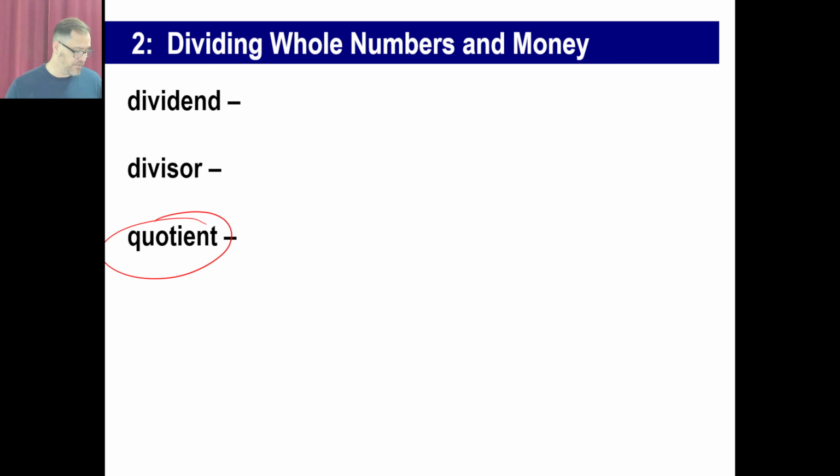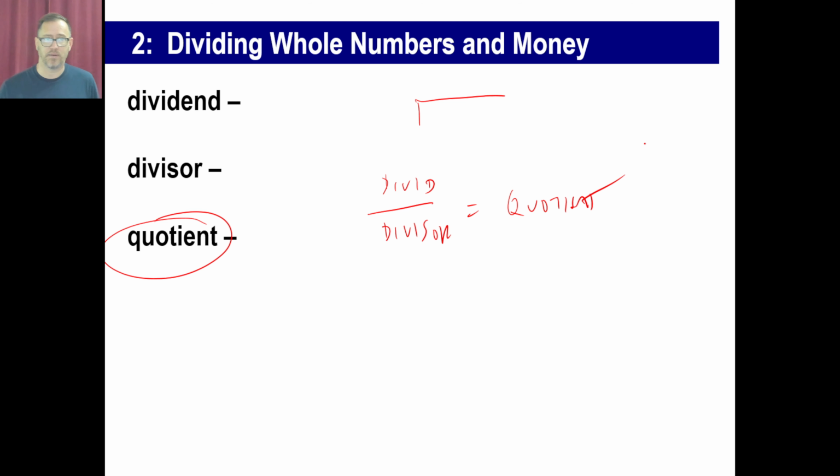All right, the dividend and the divisor, this is how it goes. The dividend divided by the divisor is the quotient. And there you go. I think that says quotient. All right, just remember those.